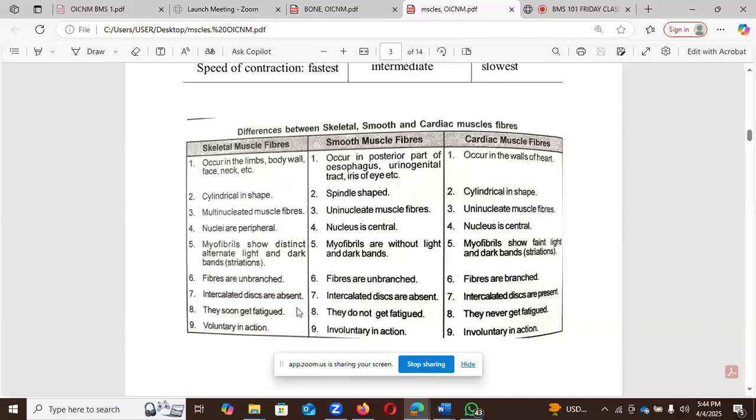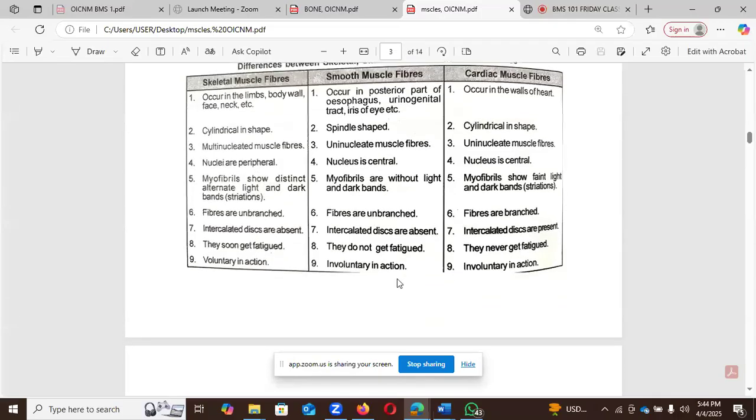Skeletal muscle can get tired, fatigue easily. Smooth muscle does not get tired. Cardiac muscle never gets tired. Skeletal muscle is voluntary. Smooth muscle is involuntary. Cardiac muscle is involuntary.